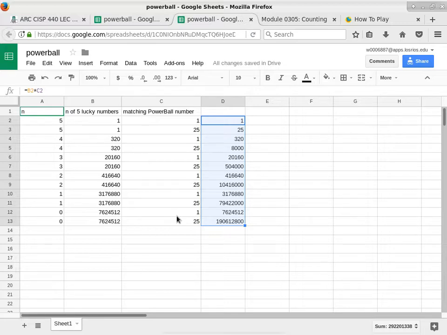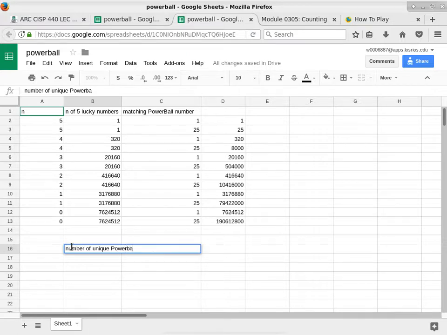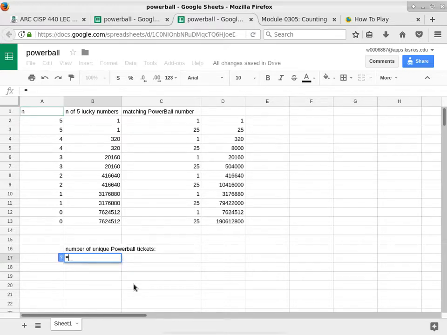Yep. Isn't that impossible though, since you could buy as many? That's correct, but that's why I kept saying unique tickets. Okay? So how do we calculate the number of unique tickets that is in theory? Okay? So the number of unique lotto or Powerball tickets is what? Well, let's see.